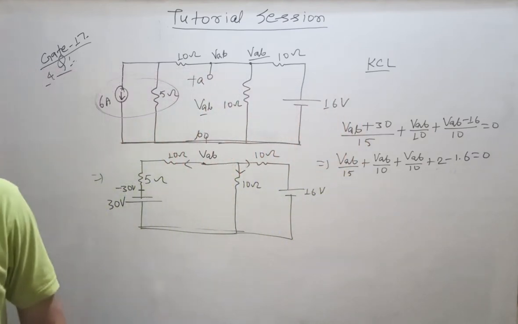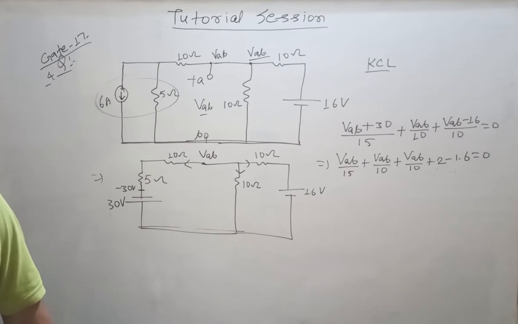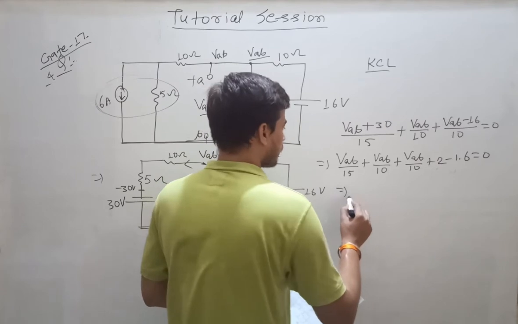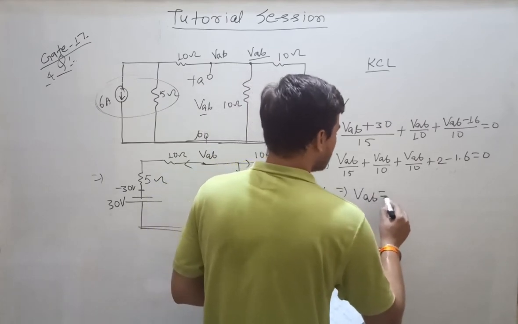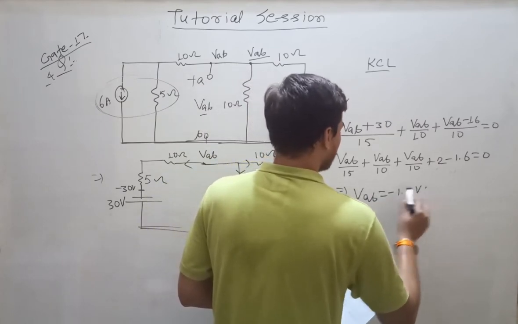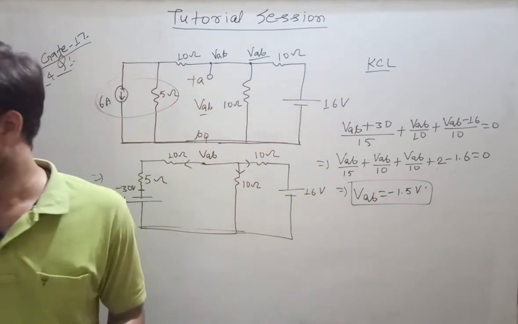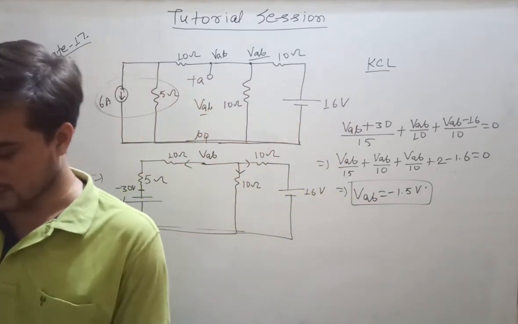From here when you find VAB, the value will be minus 1.5 volt. From here you will get VAB equal to minus 1.5 volt. So this will be the answer of fourth question. Next come to fifth question.